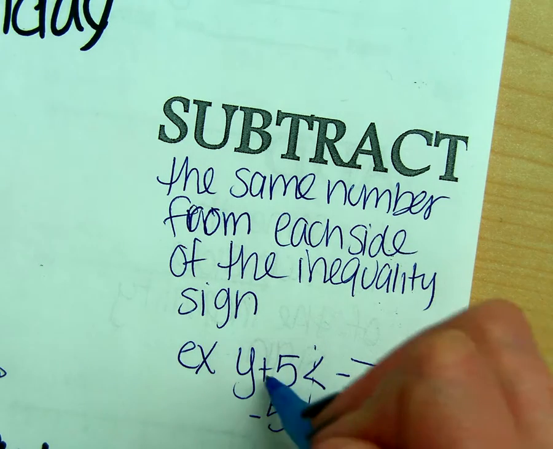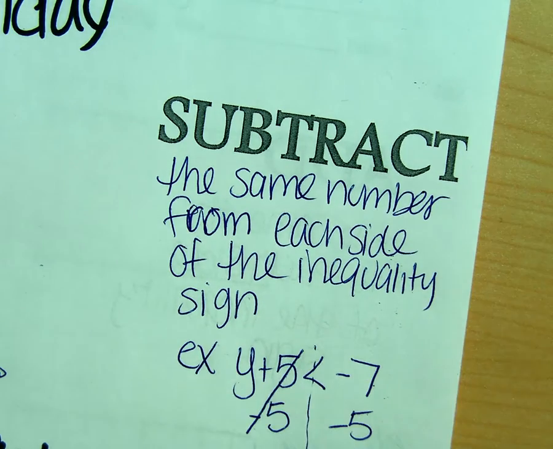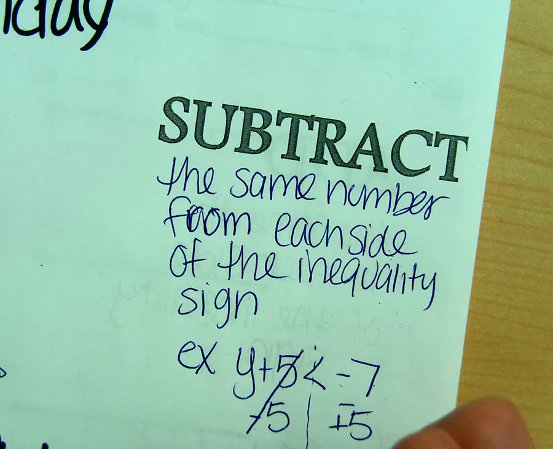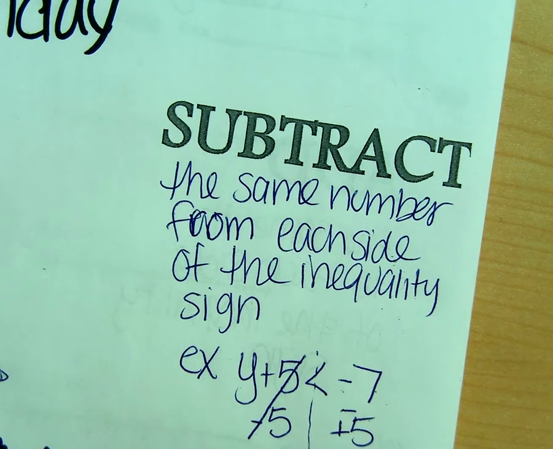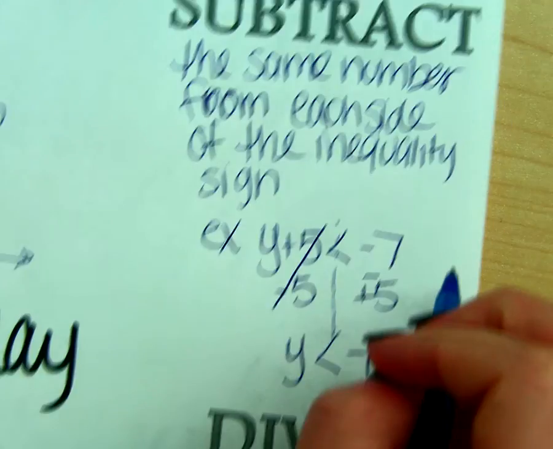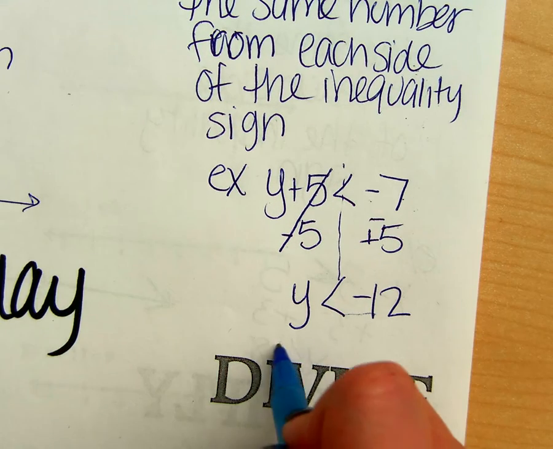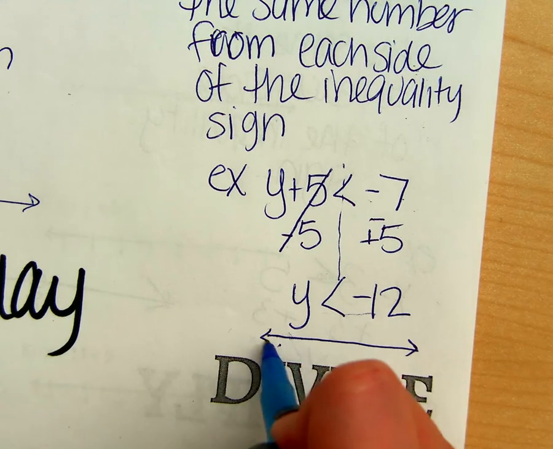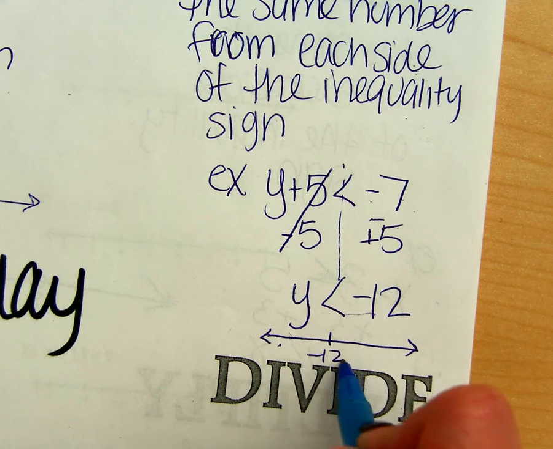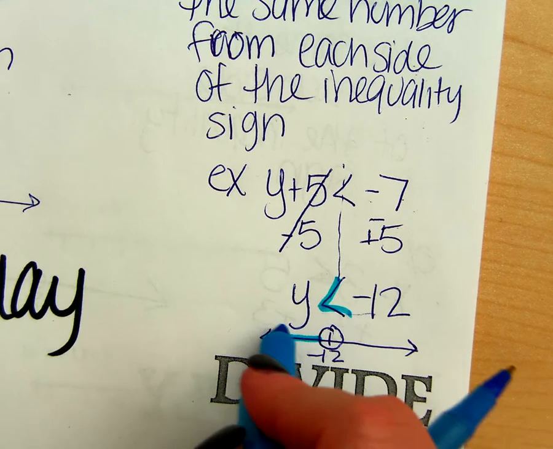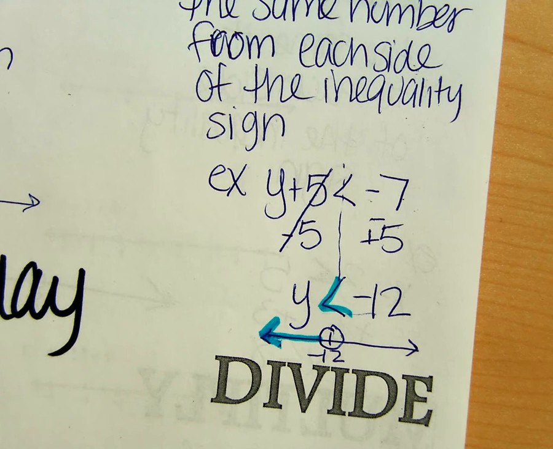You're doing the inverse. They will cancel out. You'll be left with y is less than negative 7 minus 5, which will turn into negative 12. So y is less than negative 12. When you graph your inequality, you can put negative 12 in the middle. It is an open circle because it is not equal to. And since it is less than, your graph will be going this way.